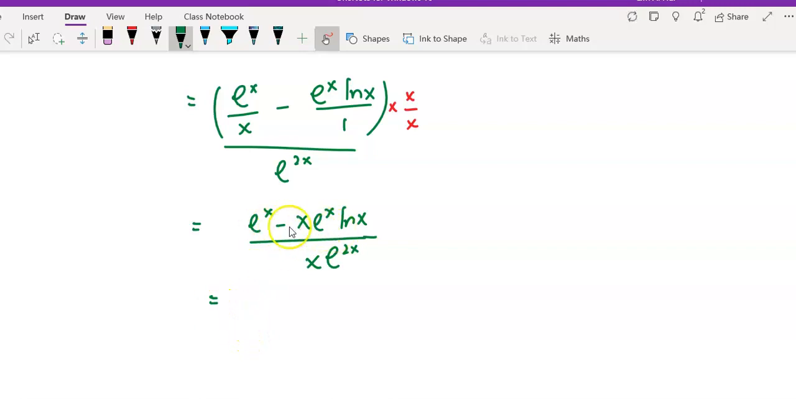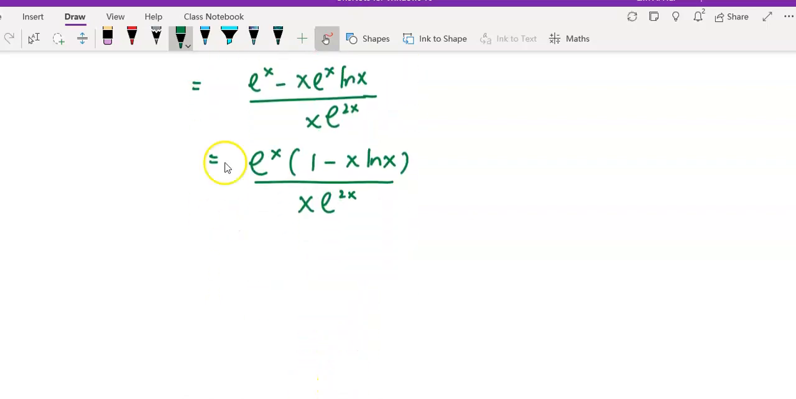Then we can see that both terms in the numerator contain e^x, so we can factor out e^x. Factor out means each term divided by e^x. First term you have 1. Second term divided by e^x, you have negative x log x. And down here you have x e^(2x). You can still simplify by cancelling this e^x with the e^(2x). One of the e^x has already been cancelled off. Finally, you have (1 minus x log x) over x e^x.